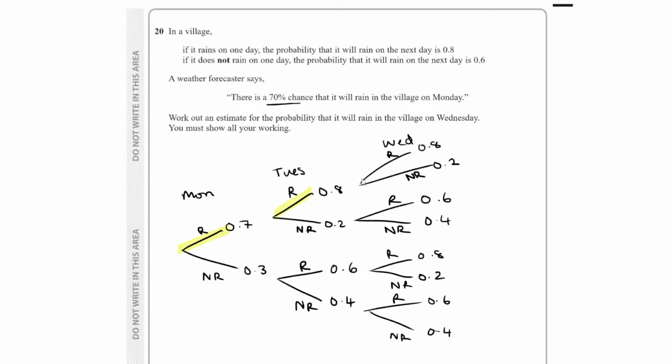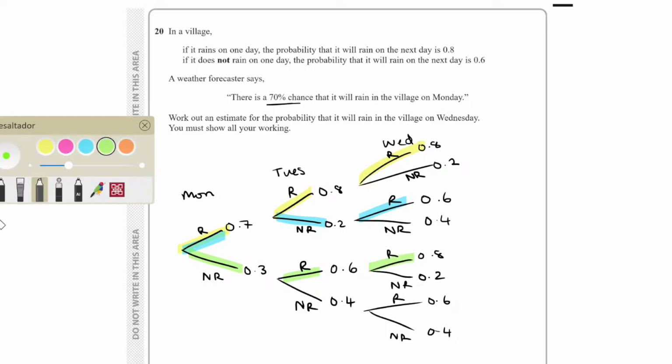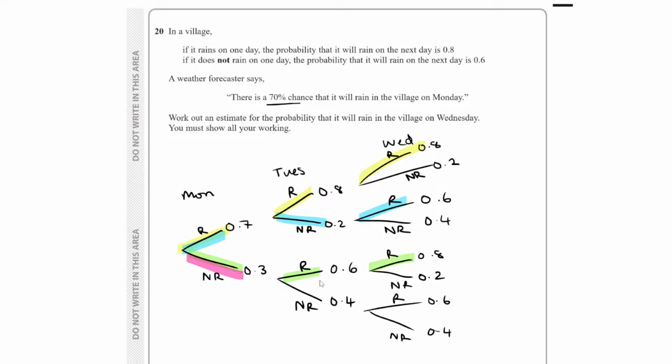Well, it could be rain all 3 days. It could be rain Monday, not on Tuesday, but it obviously has to rain on Wednesday, right? Then it could be not Monday, yes Tuesday, yes Wednesday. And then there's another one, not Monday, not Tuesday, but it still rains on Wednesday. So I now need to work out all 4 of those probabilities.